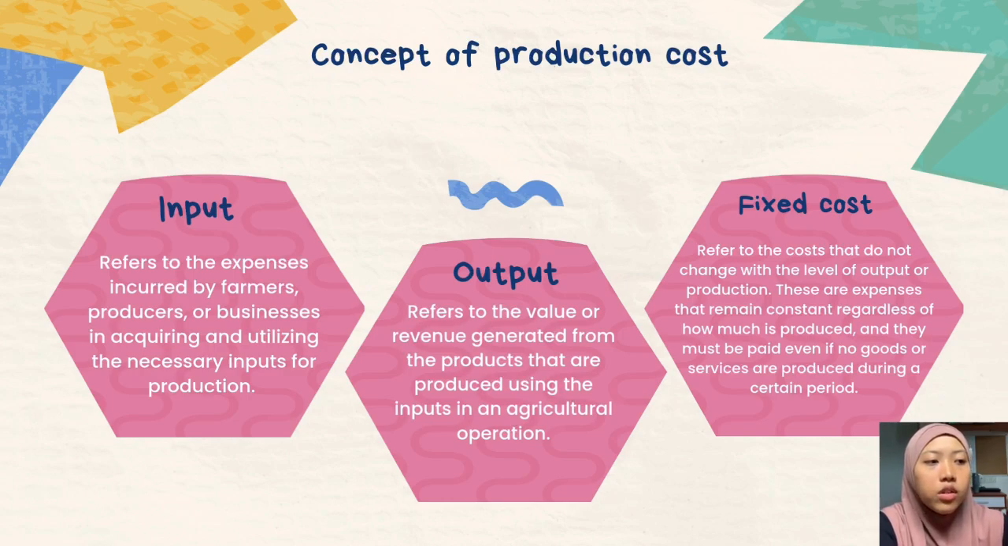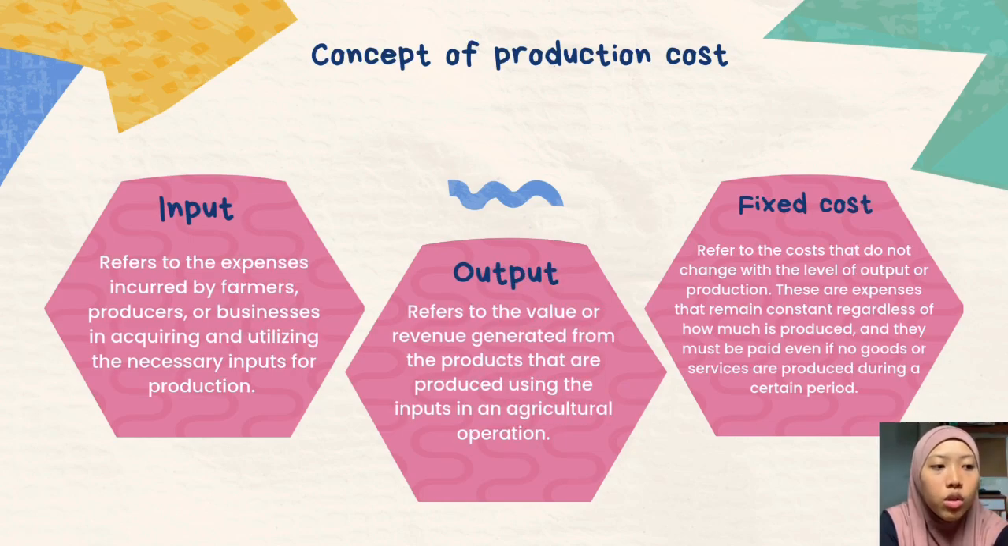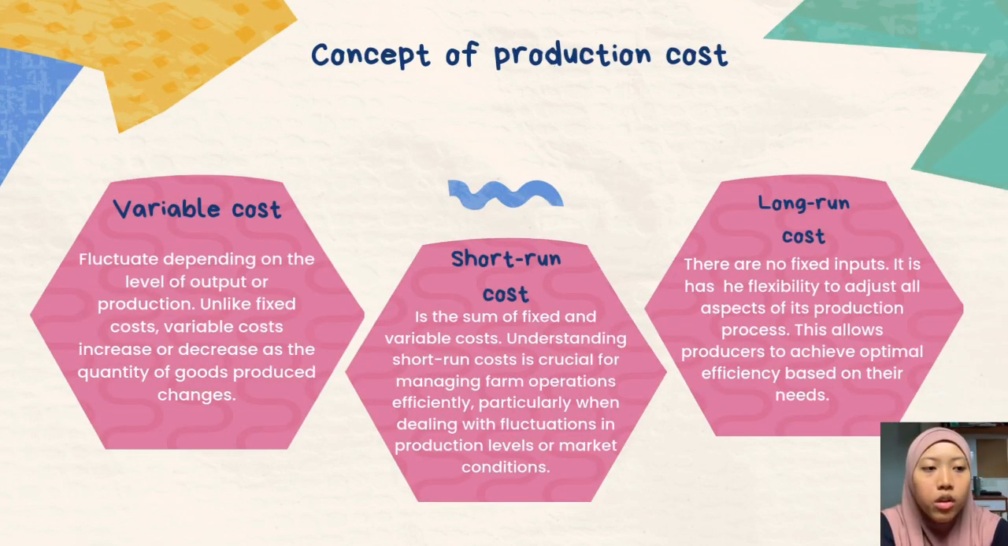So next, fixed cost. Fixed cost refers to the costs that do not change with the level of output or production. These are expenses that remain constant regardless of how much product is produced, and they must be paid even if no goods or services are produced during a certain period. Variable cost. Variable costs fluctuate depending on the level of output or production. Unlike fixed costs, variable costs increase or decrease as the quantity of goods produced changes.